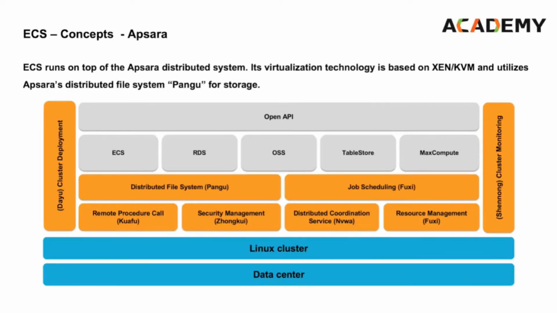In the data center we have the Linux cluster. On top of the Linux cluster we have remote procedure calls, security management, distributed coordination service, and resource management. The Pangu server is hosted on top of this. This is the distributed file system which is available. On top of this distributed file system, we have the products: ECS, Relational Database Service, that is RDS, Object Storage Service, that is OSS, Table Store, and MaxCompute. These are managed by open APIs, which help to connect to the applications which we create.